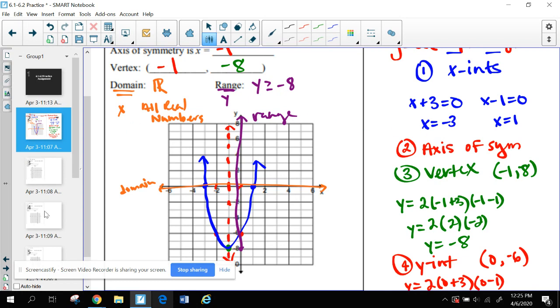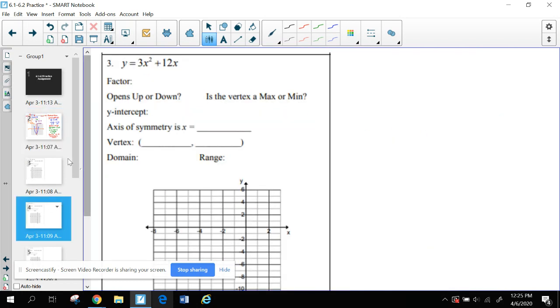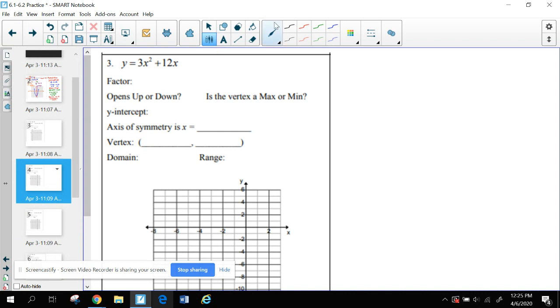Okay, that was an example of factored form. Jump down to number 3. We're going to take a look at number 3. This is an example of standard form, which again is y equals ax squared plus bx plus c.